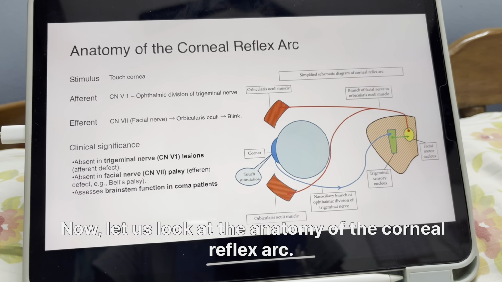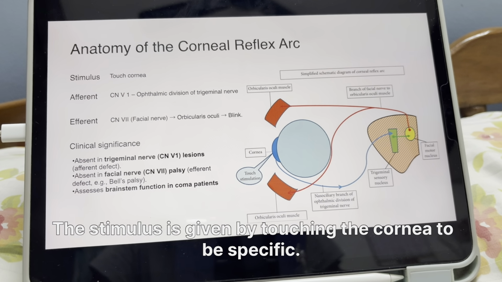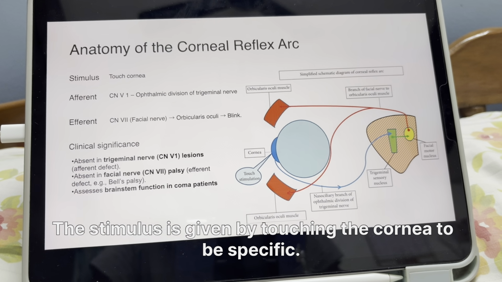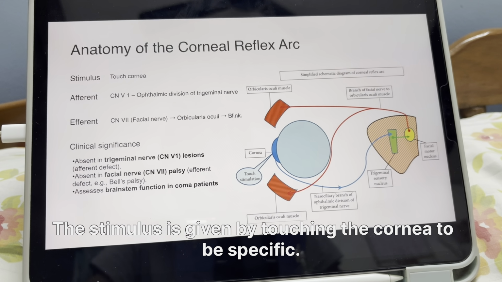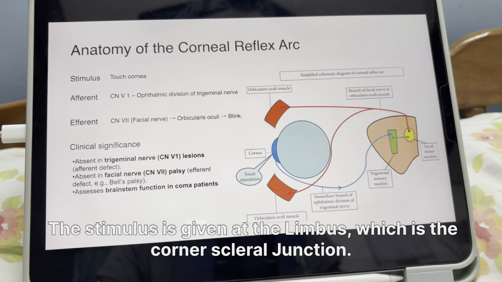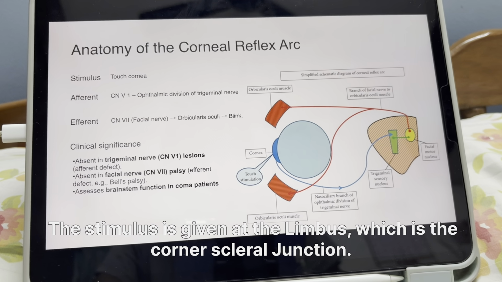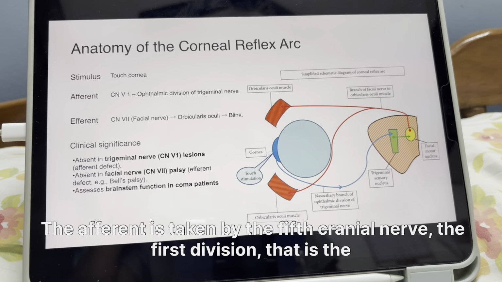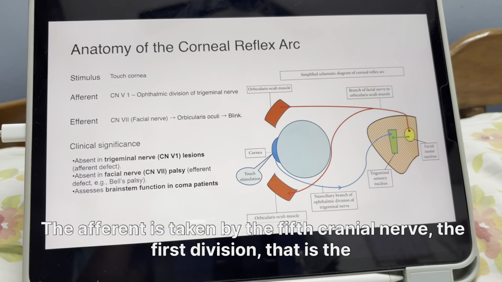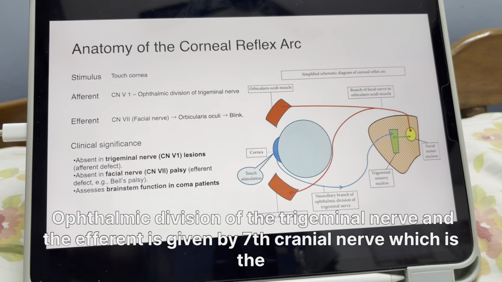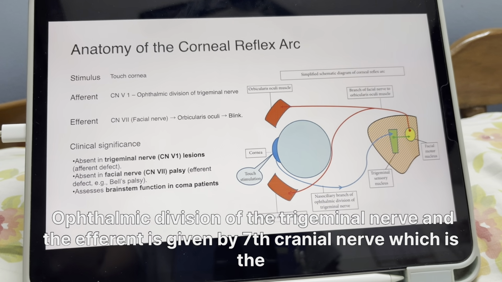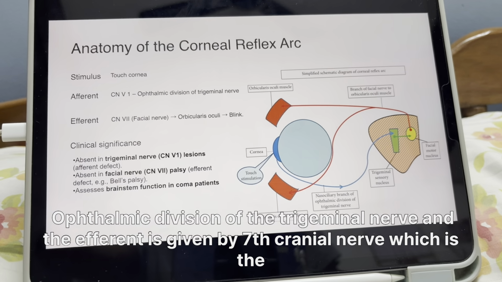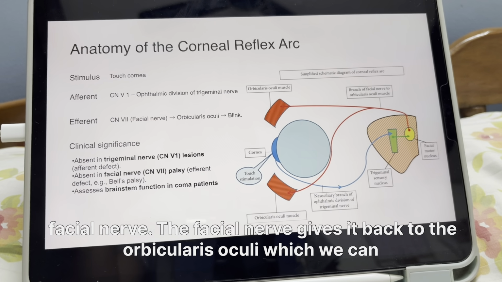Now let us look at the anatomy of the corneal reflex arc. The stimulus is given by touching the cornea. To be specific, the stimulus is given at the limbus, which is the corneoscleral junction. The afferent is taken by the fifth cranial nerve, the first division, that is the ophthalmic division of the trigeminal nerve, and the efferent is given by seventh cranial nerve, which is the facial nerve.